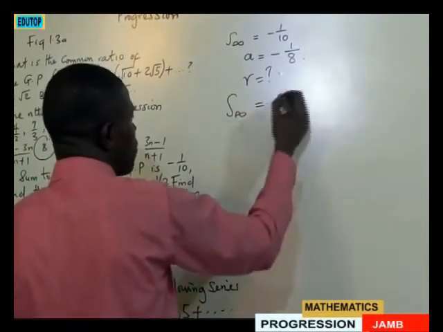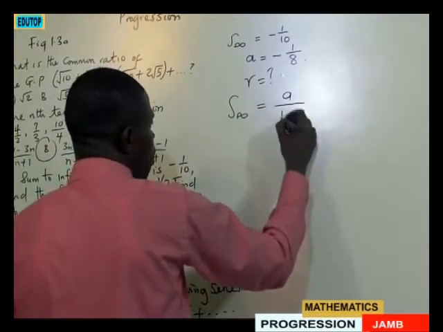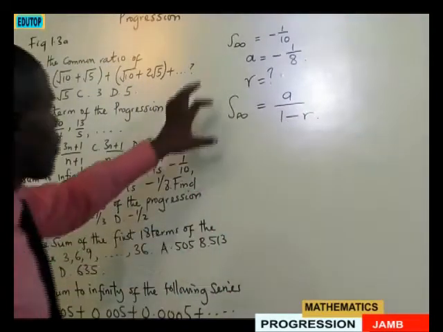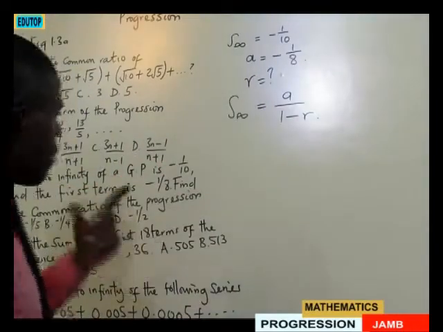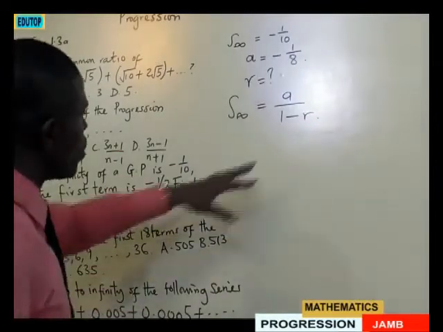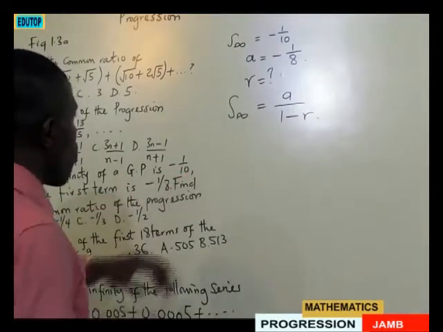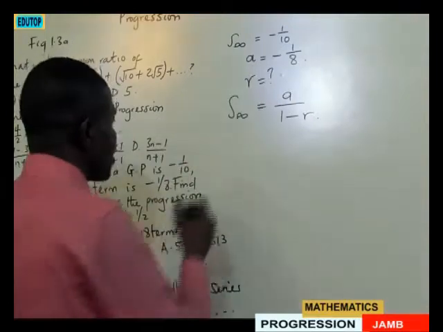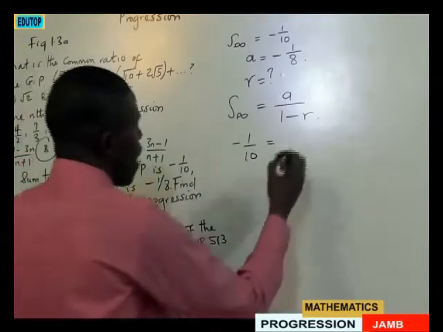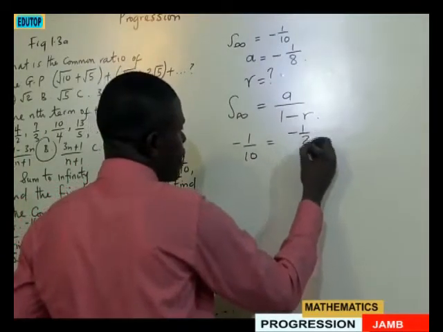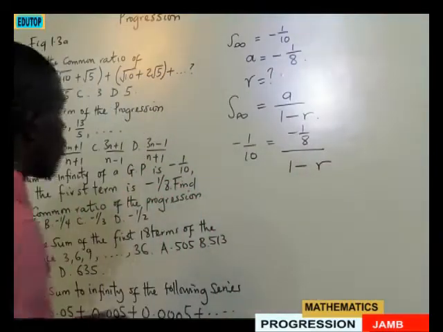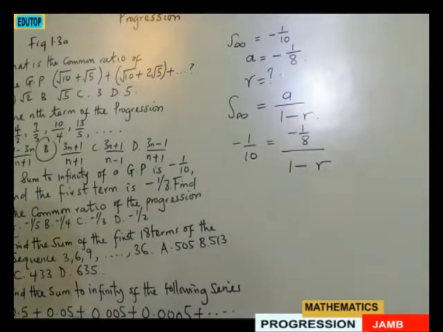The formula is sum to infinity equals A over 1 minus R. This formula is very important here because once this formula cannot be recalled, then it is very difficult for us to figure out our answer. So in this situation, since we know this, our sum to infinity has been given. That is minus 1 over 10. Then what is our first term? Our first term is minus 1 over 8, divided by 1 minus R. And the question asks us to look for what? The common ratio, which is our R.